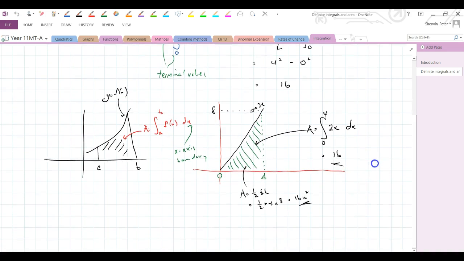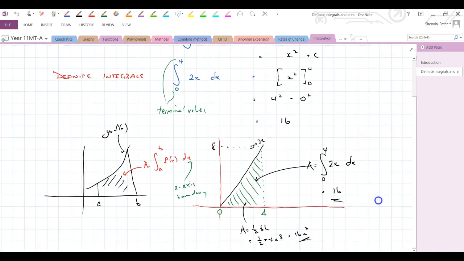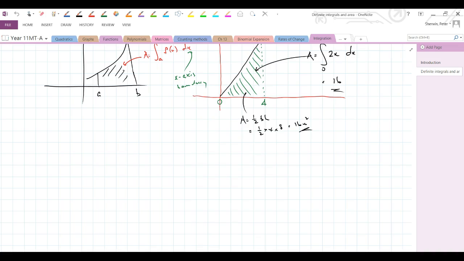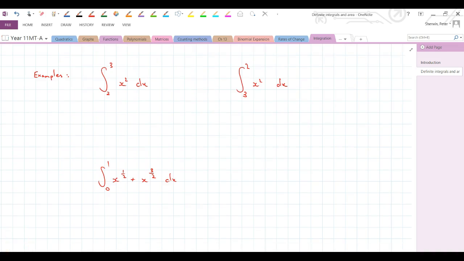Let's have a look at another example of a definite integral and another area example, and then we'll be ready to get on with the next exercise, 23D. Okay, looking at some examples now.